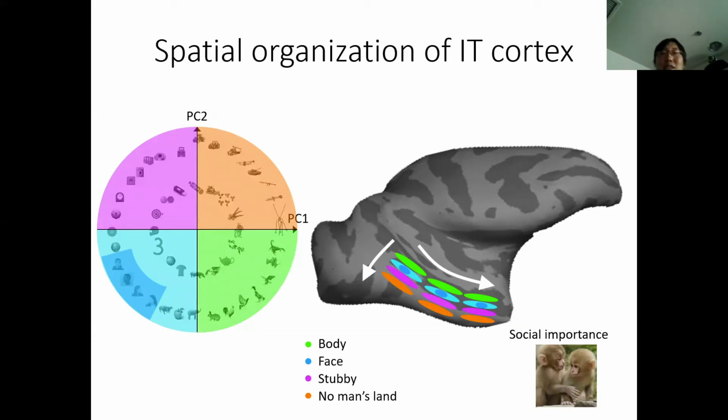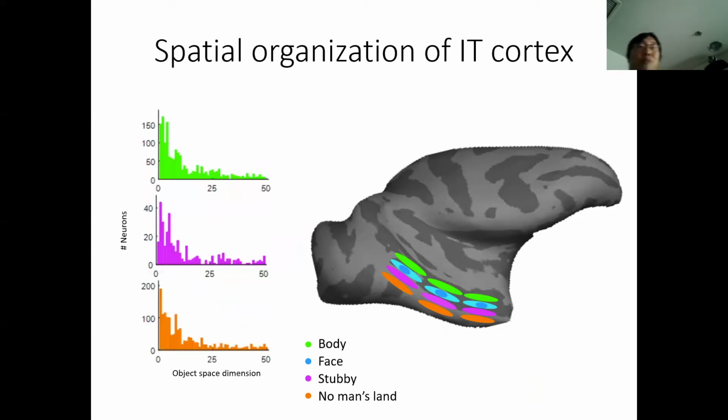I want to emphasize, I'm not saying each region is just coding this two-dimensional object space. If we plot the number of cells tuned to each object dimension, for each of these networks, many cells are tuned to higher dimensions beyond the first two. So the IT cortex is functionally organized according to the first dimension, but the cells are additionally tuned to many more dimensions.